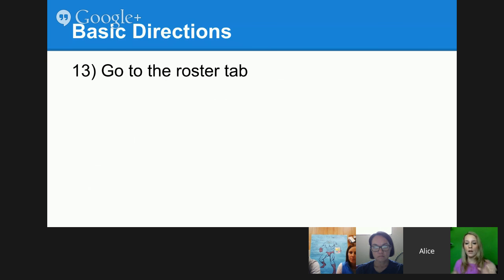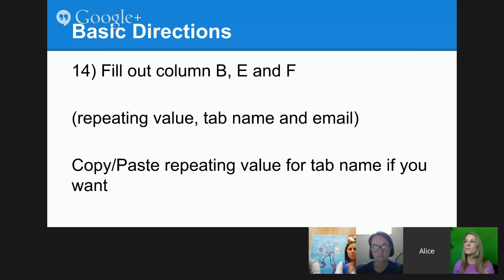Now if you go to the spreadsheet, a roster tab has been created. Just like out of thin air, it built the whole thing, where it's highlighted them yellow, and it's got a place for you to put in the students' names and email addresses. So you're going to go to that tab called roster, and you're going to fill out columns B, E, and F. The other columns are superfluous. You can put stuff in there if you want to, but it's not required.